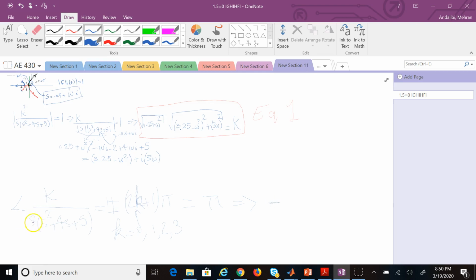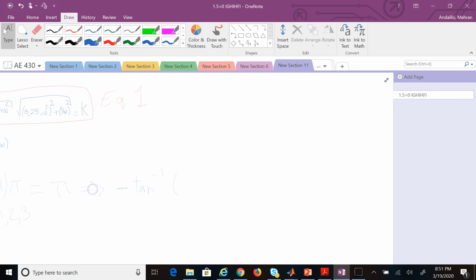So the first one is s. What is the angle of s? If you look at s, s is this guy here, and the angle is always the tangent inverse of the imaginary part over the real part. So it is going to be the tangent inverse of, there's something going on here with this pen. So it's the tangent inverse of the imaginary part, which is omega.